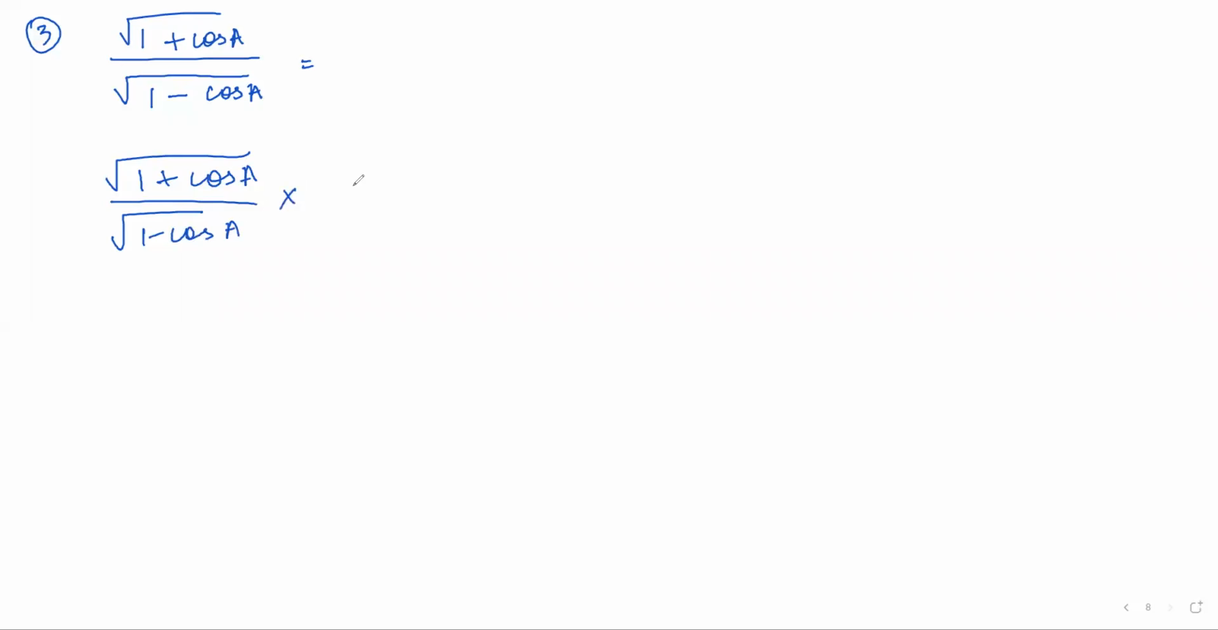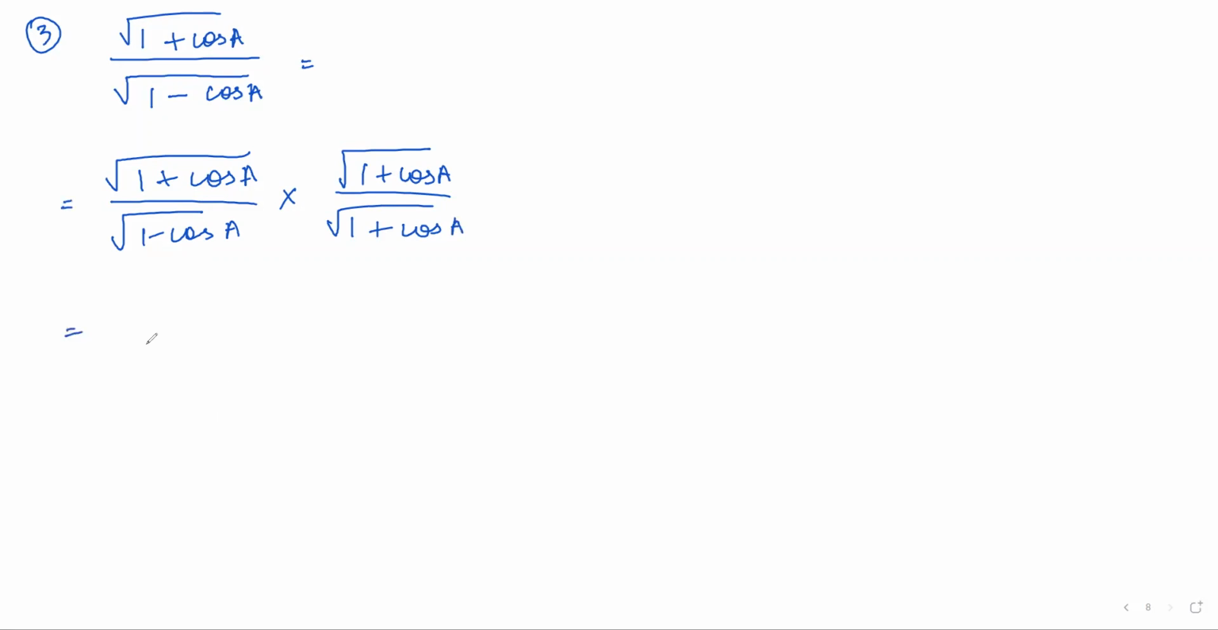1 plus cos of A divided by 1 minus cos of A. Whenever you see a square root in the denominator, try to rationalize it first of all, because with the square root, you cannot do much, right? So you can rationalize it: 1 plus cos of A divided by under root 1 minus cos of A. So you multiply by 1 plus cos of A divided by 1 plus cos of A. Clear?